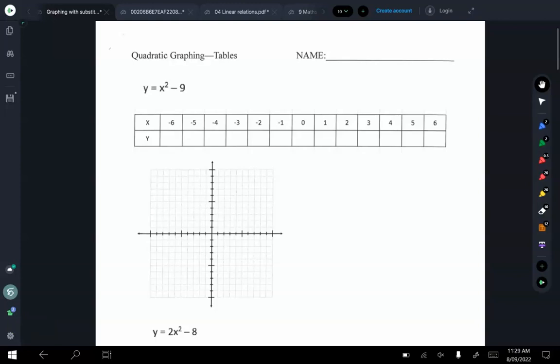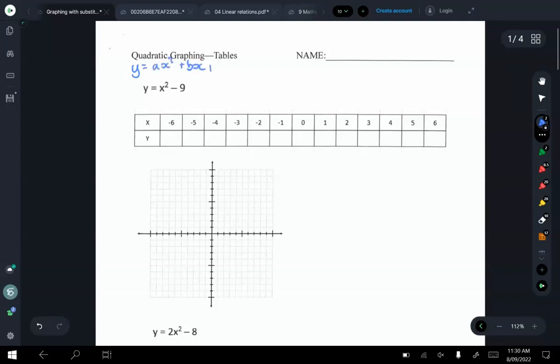So we're going to graph quadratics today, and we're going to do it using tables. This is not the way that we're going to ultimately end up doing it, but this is a nice way for us to see how this works. I'll show you some cheats and tricks for this, okay? But remember that quadratics follow a rule, and that is that y equals ax squared plus bx plus c.